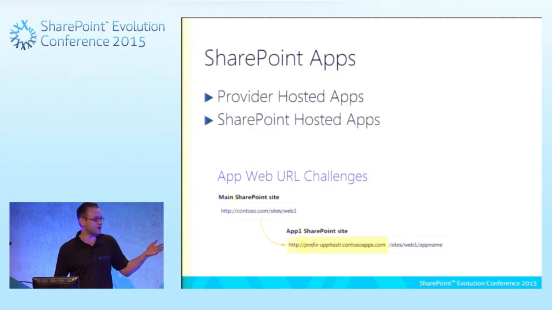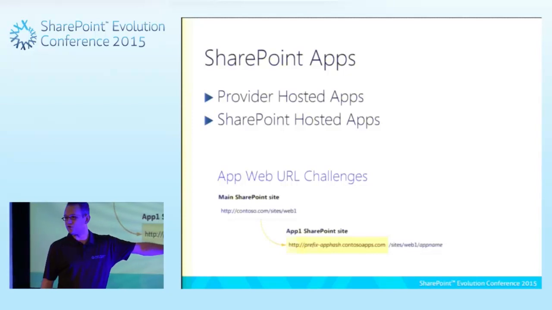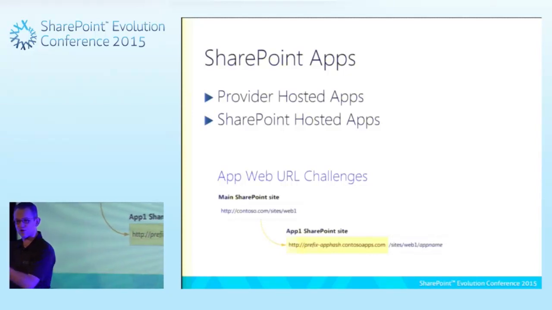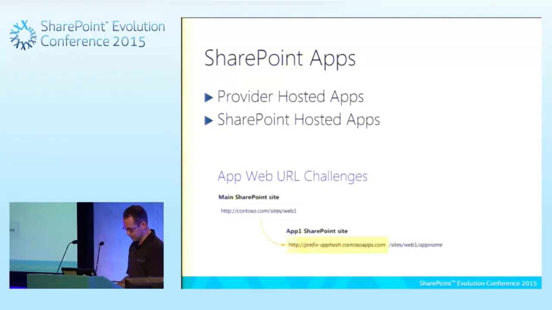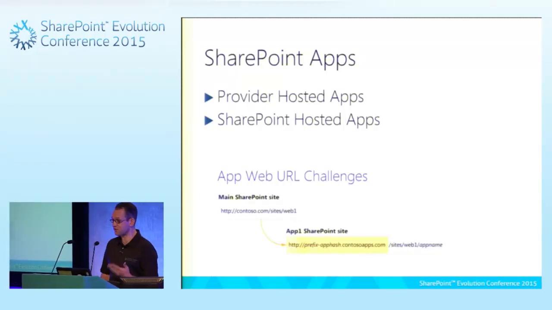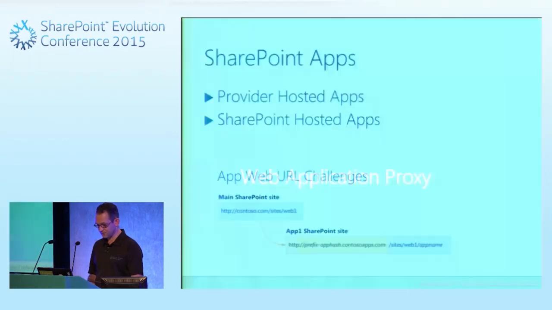So there should be a way to let your reverse proxy server know that whatever .contosoapps.com should go to your SharePoint server, and not every reverse proxy server supports that. And in its current version, Web Application Proxy does not. So if you want to publish your SharePoint hosted apps, you might have to look at something else.